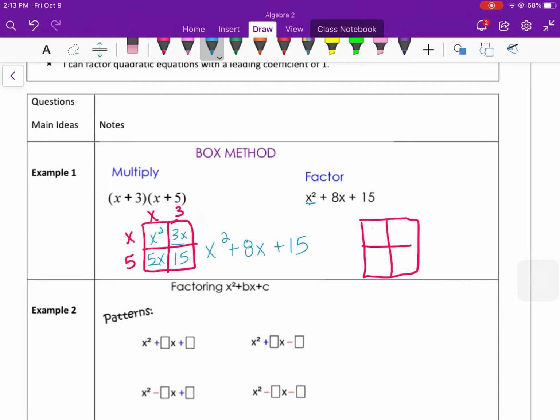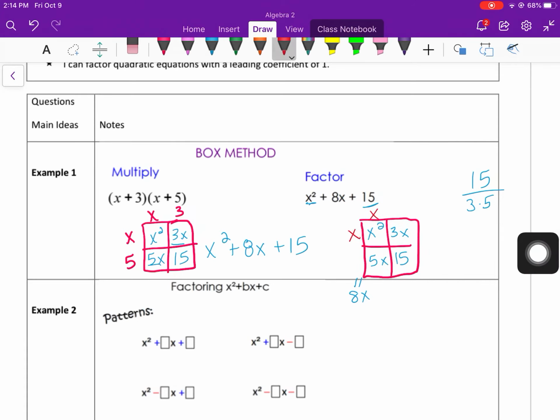So you know that the first term is going to go in the first box and the last term goes in the last box. Then I knew that the middle terms added up to 8x. So I have to think, well, what multiplies to 15 but adds up to 8? That's 3 times 5, which means those go on the inside here, 3x and 5x. Then you take out the greatest common factor of each row or column. So look at this first spot, x squared. The only way to get x squared is x times x.